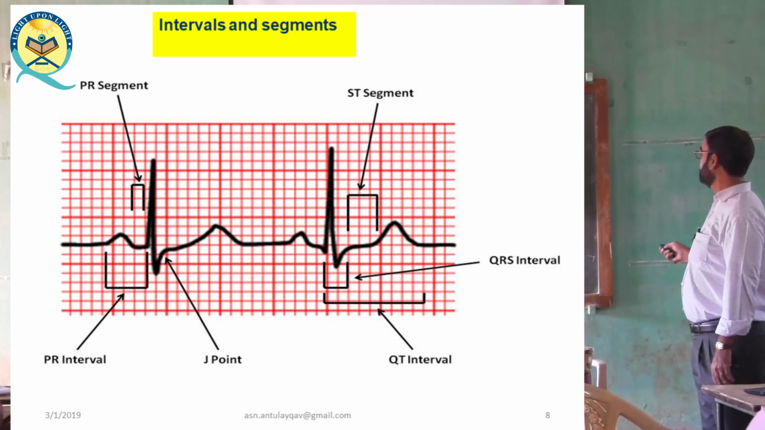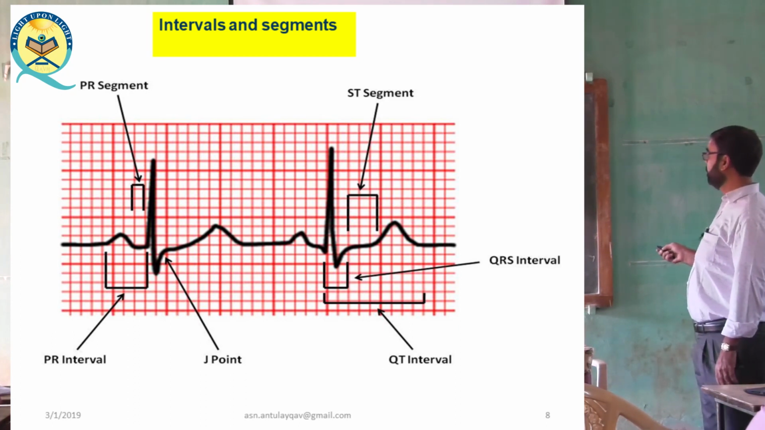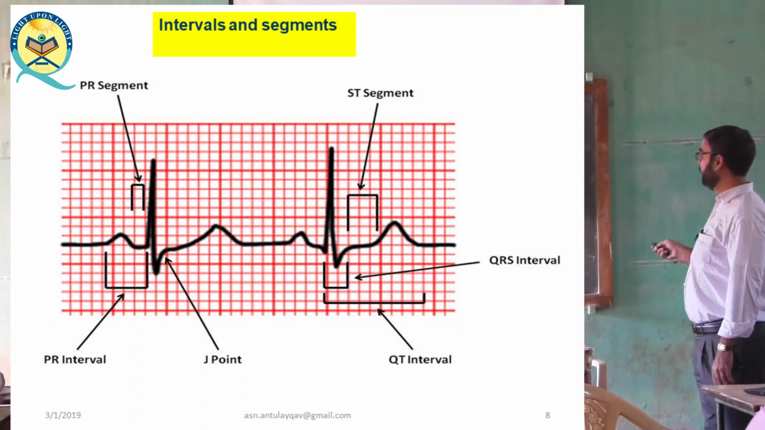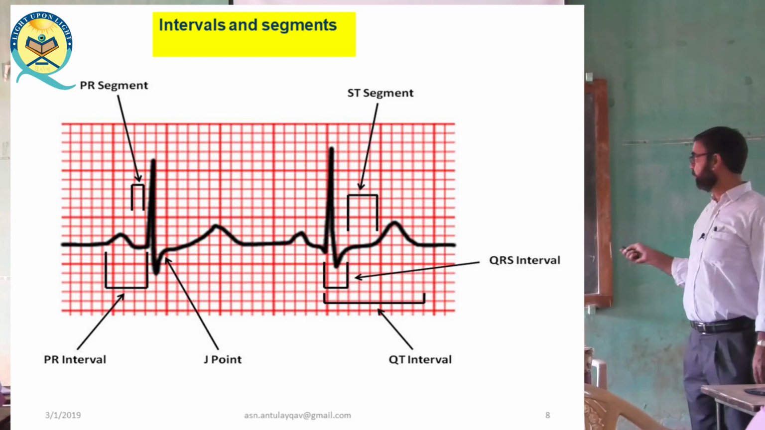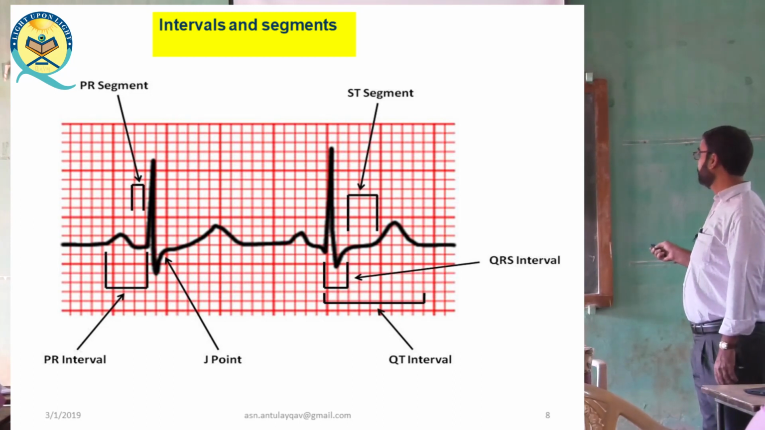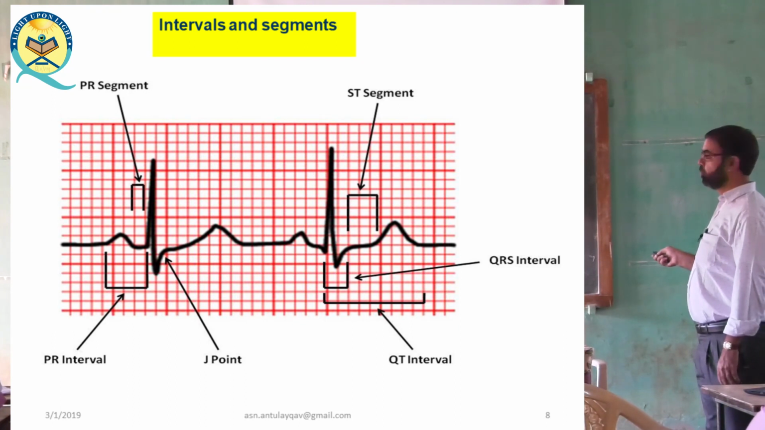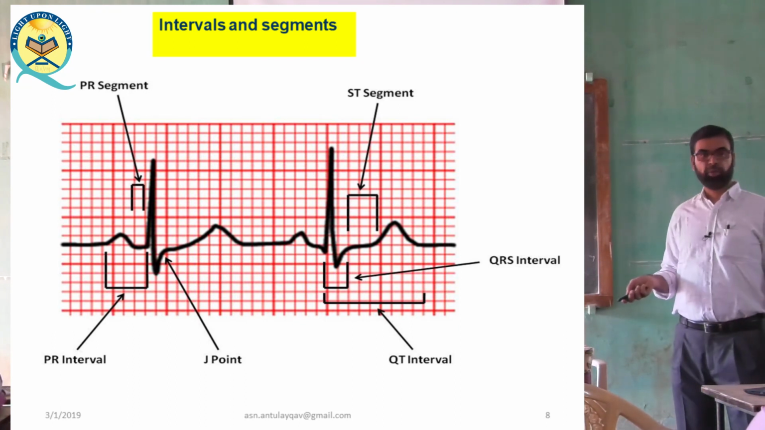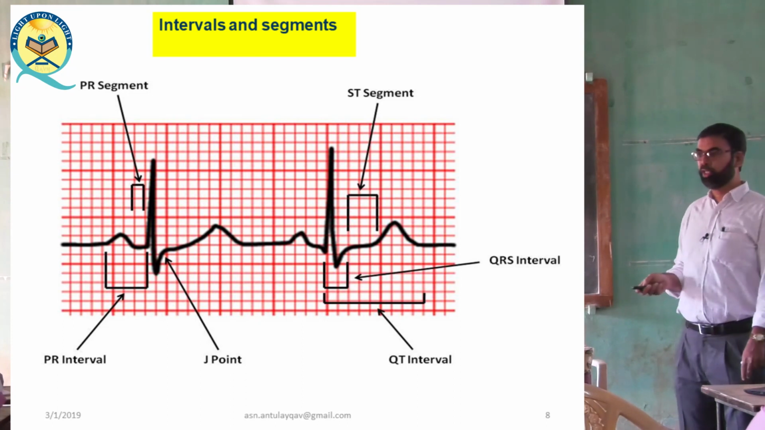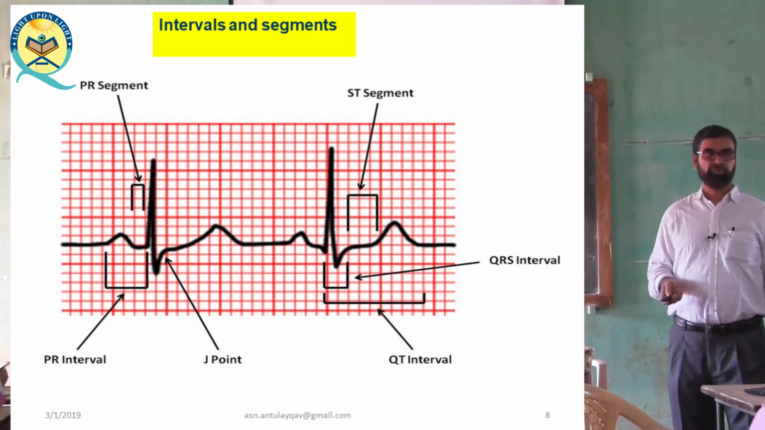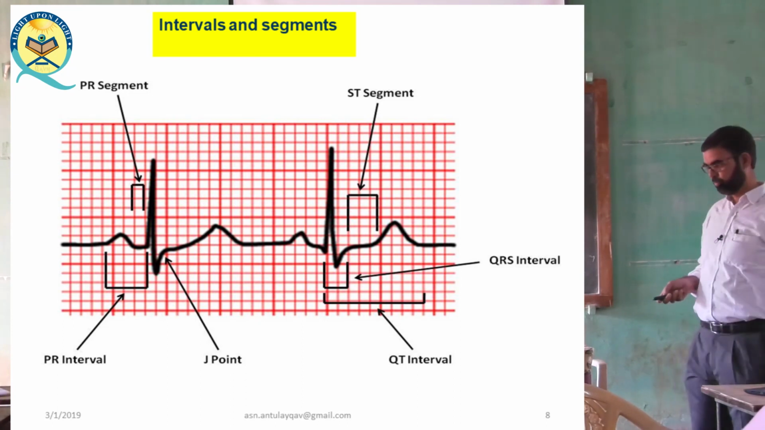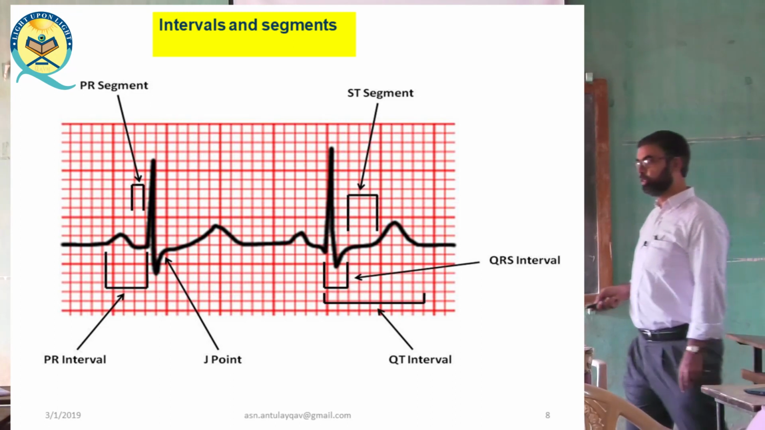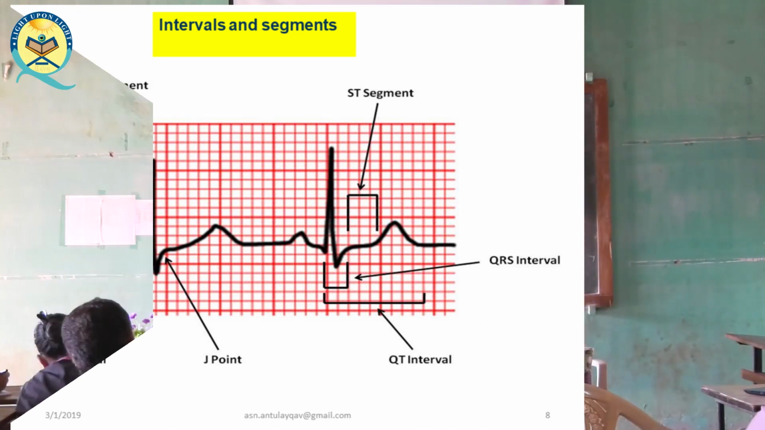Now ST segment, QRS complex, that is from the beginning of the Q wave to the end of the S wave. Here it is shown, see. And QT interval, that is from beginning of the Q wave to the end of the T wave. It is called QT interval. Normally QT interval is 0.40 seconds.